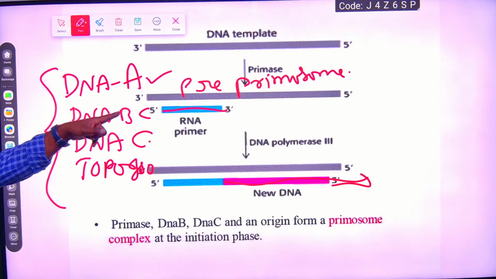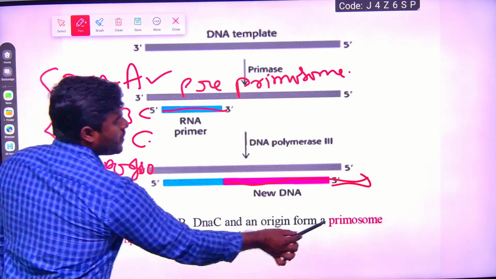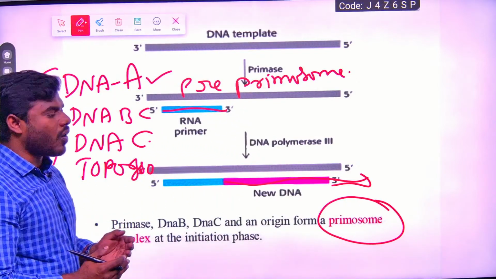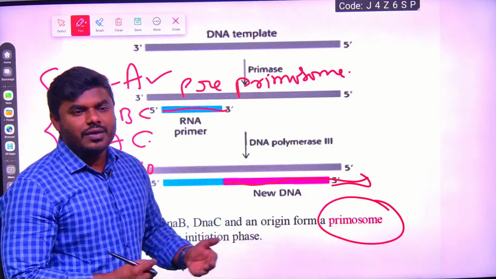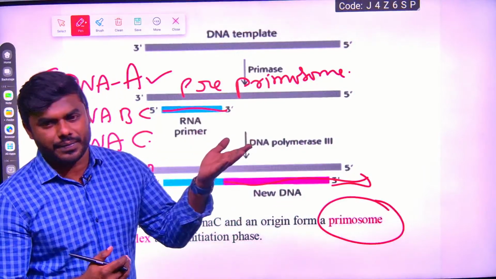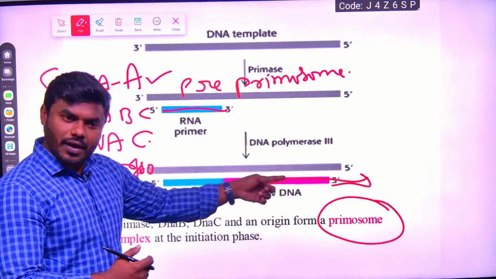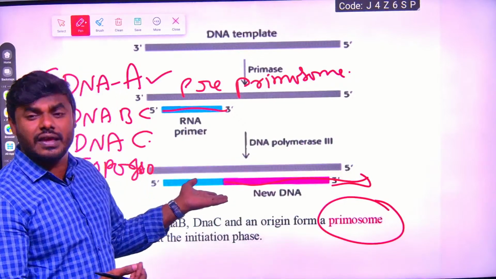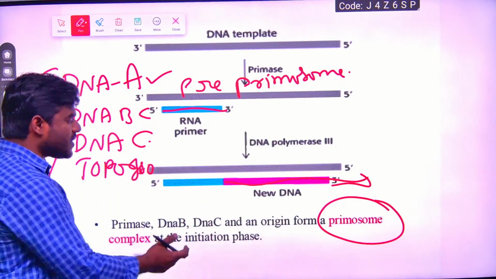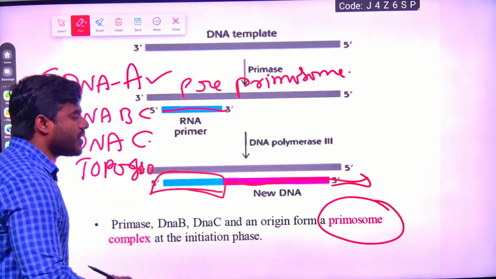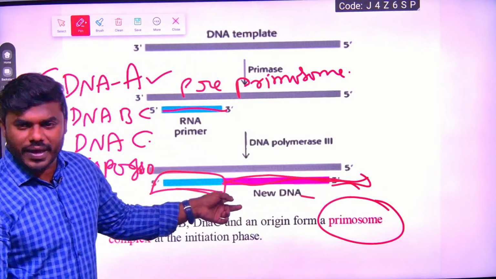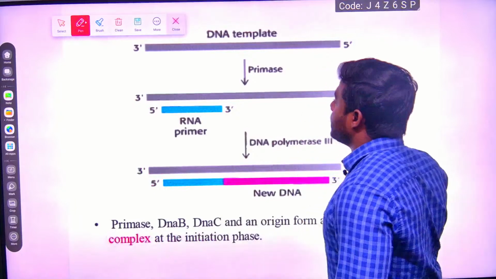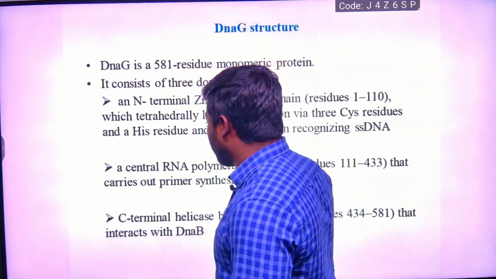When I add the primer, what happens? The pre-primosome is converted to the primosome complex. So whenever the primosome complex is formed, it indicates that initiation is completed. Then the polymerase comes, and polymerase only does the elongation process. Polymerase does not have any role in the initiation. In initiation, we have to add the primer, then it can be continuously elongated by the DNA polymerase enzyme. Okay, remember the difference between the pre-primosome and the primosome complex.